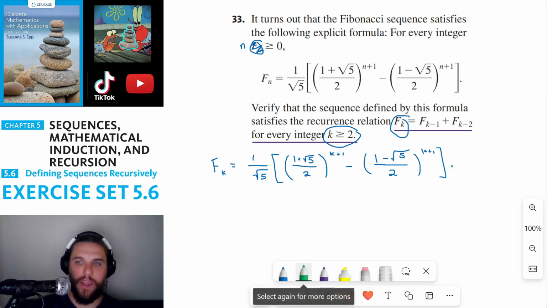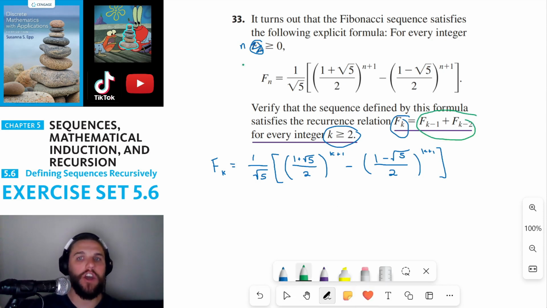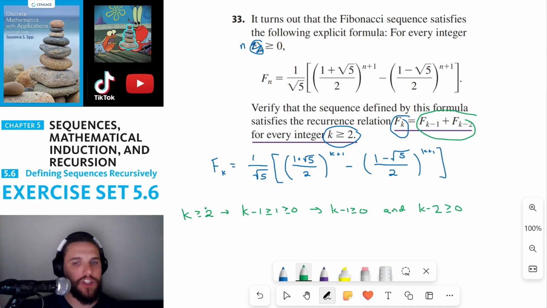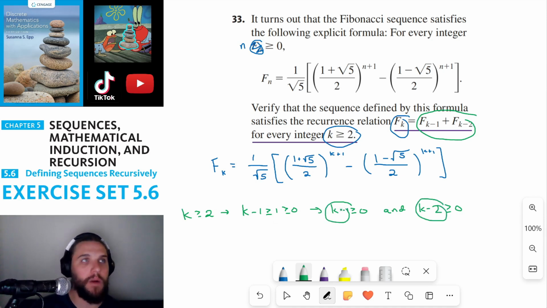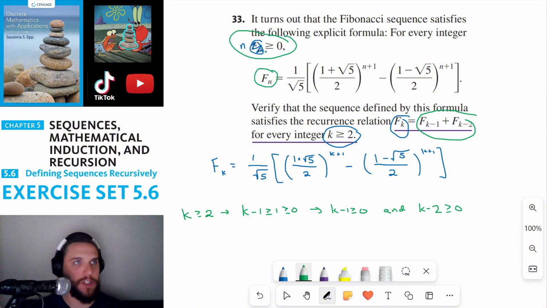Now we're going to evaluate the right-hand side of this recurrence relation using the same explicit formula here. Since k is greater than or equal to 2, then k minus 1 is greater than or equal to 1, which is greater than or equal to 0. And so k minus 1 is greater than or equal to 0. If we subtract 2 on both sides of this inequality, we get k minus 2 is greater than or equal to 0. So k minus 2 and k minus 1 are both greater than or equal to 0, which must be true in order to apply this explicit formula.